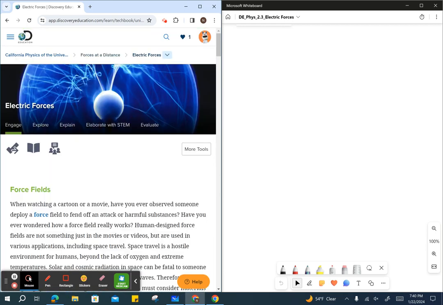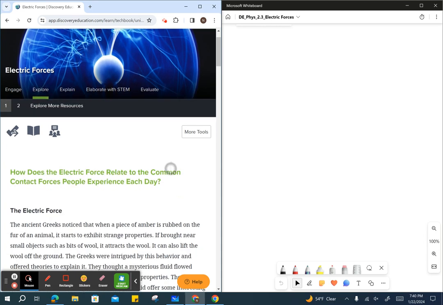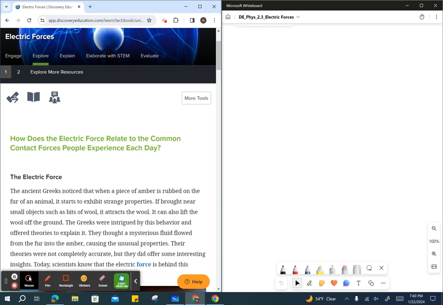So we'll go back here and we're going to run right into our Explorer. Notice there's 2 Explore pages, Explore 1 and 2. Today we're going to take care of Explore 1. We'll go ahead and write our Cornell Note template. Make sure you write your date.